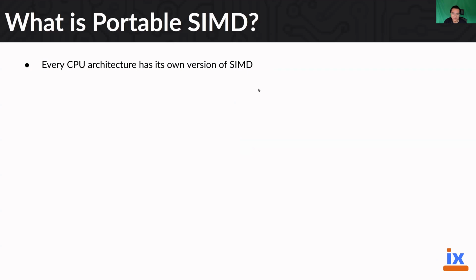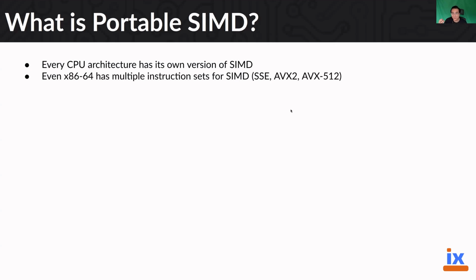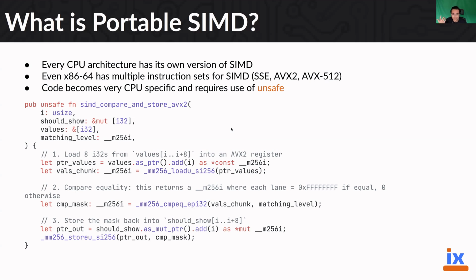So what is portable SIMD? Every single CPU architecture has its own version of SIMD. Even inside a single architecture, there might be multiple instruction sets for SIMD. There's SSE, there's AVX2, AVX512. I think there are other talks tomorrow that cover these sort of things and the difficulties of targeting the different CPU instructions. But the fact is that it's complex to write. Also, if we're targeting SIMD for a specific architecture, the code we write becomes very CPU specific.